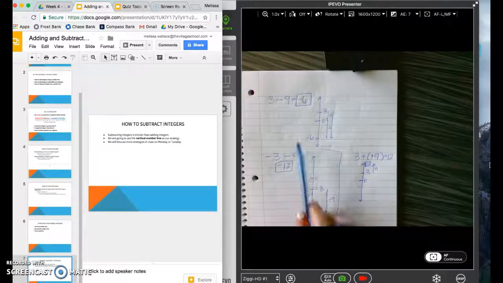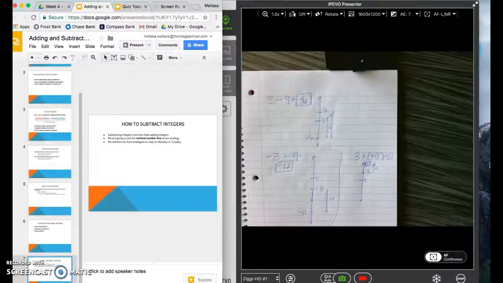We'll definitely be talking obviously more about these types of problems in class, but this is a quick overview of the vertical number line strategy.